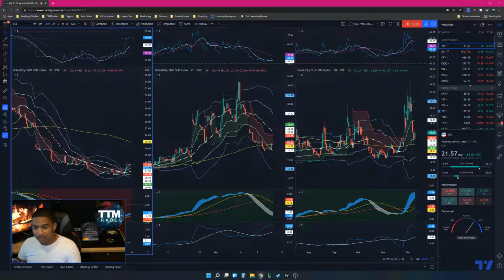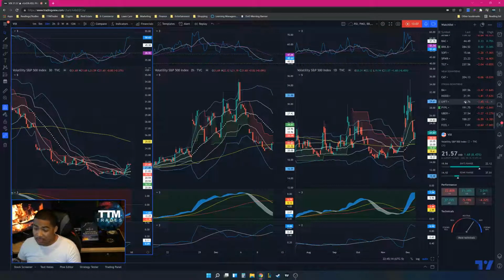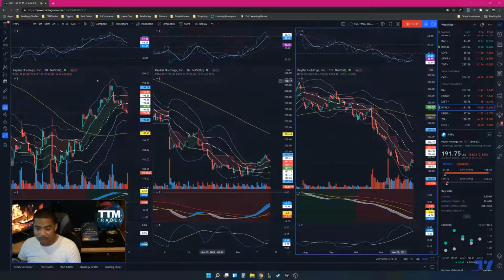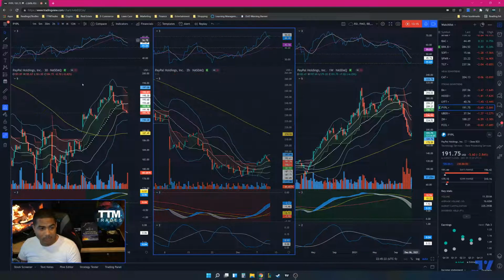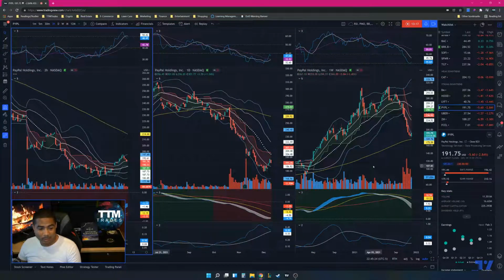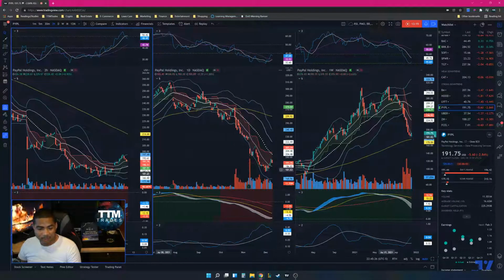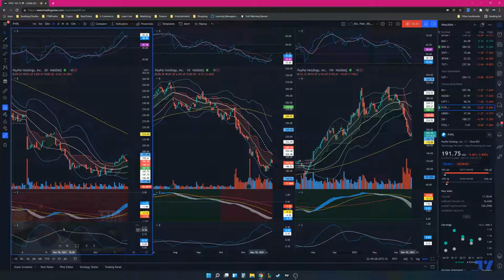Now, one stock that I am looking at that is positioned very nicely. There are a lot of stocks that are positioned very nicely, but there's one in particular that I am watching, and that is PayPal. Weekly to the right, daily in the middle, 2-hour to the left. As you can see here, there's still a lot of work that needs to happen intraday.